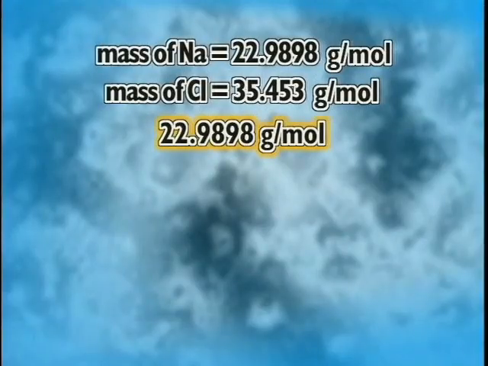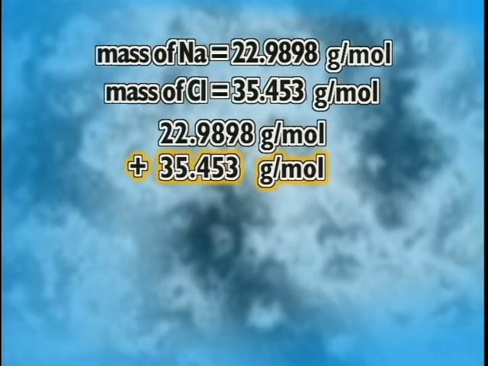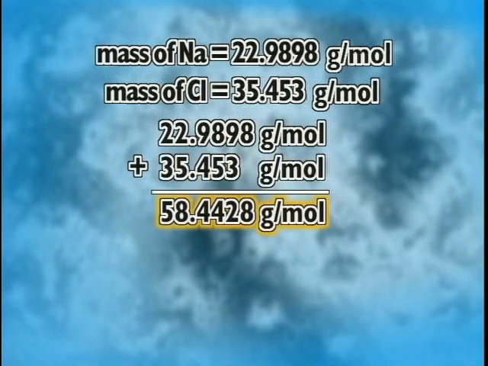So 22.9898 grams per mole plus 35.453 grams per mole equals 58.4428 grams per mole. But this is not our answer.